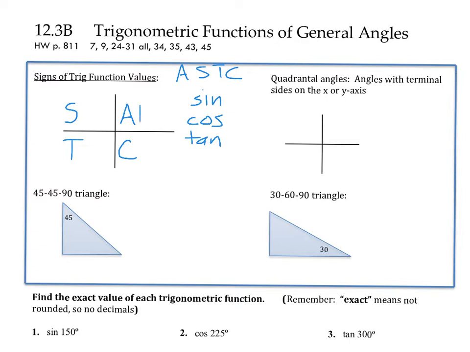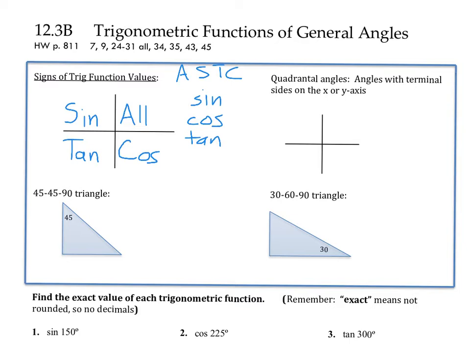So in quadrant 1, all 3 of them are positive. In quadrant 2, sine is positive, so cosine and tangent are negative. In quadrant 3, tangent's positive, so sine and cosine are negative. And in quadrant 4, cosine is positive, so the other 2 are negative. So that's what you do if it's in quadrant 1, 2, 3, or 4.